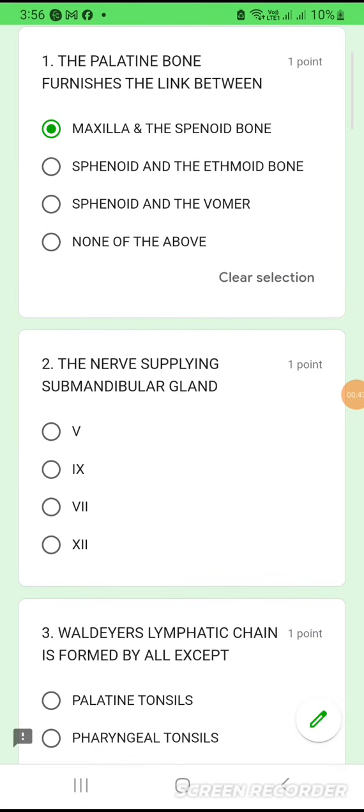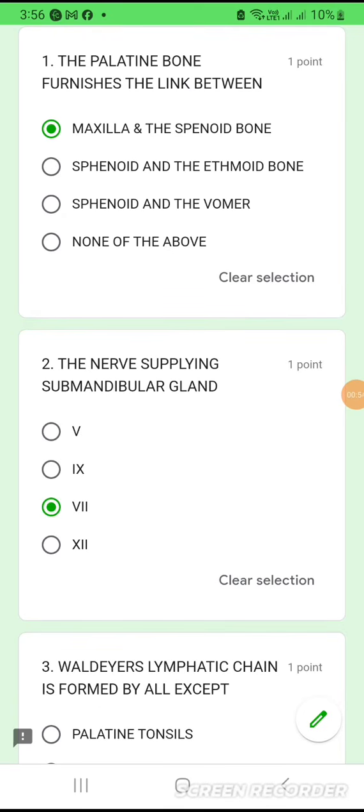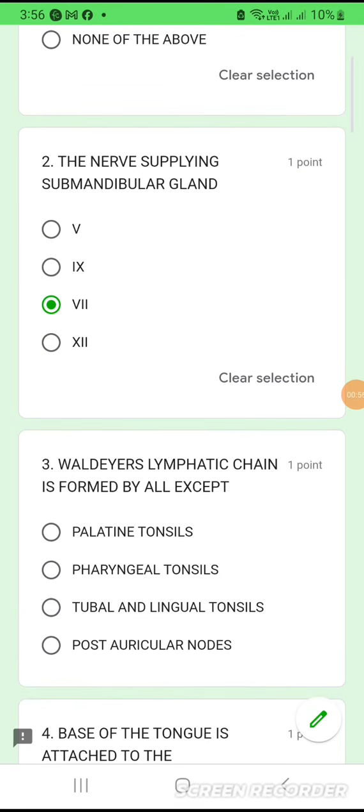Coming on to the second question, the nerve supplying the submandibular gland. So which is the nerve? Is it the 5th, 9th, 7th or the 12th cranial nerves? So the answer is 7th cranial nerve.